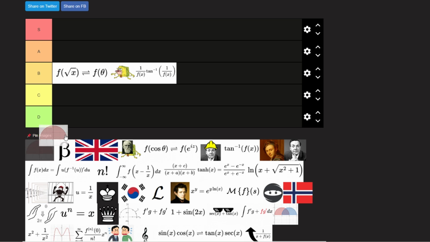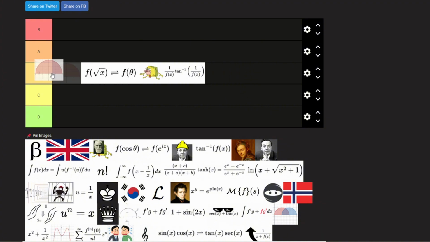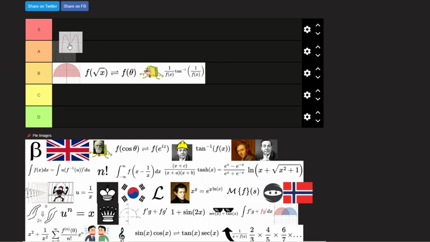This here, I think this is just the area of a partial circle. You all know what this is, right? The area of a partial circle. It is actually kind of satisfying, I would say, especially when you utilize symmetry with it. It's very nice. Speaking about symmetry, satisfying. Okay, that goes in A tier.